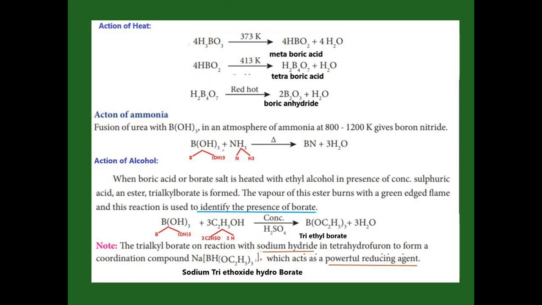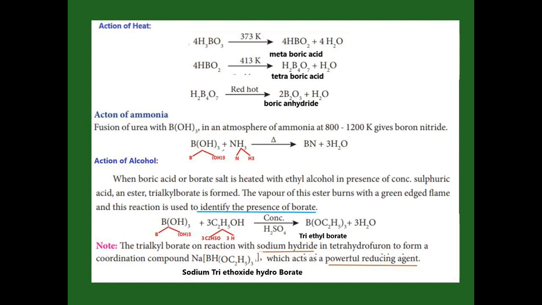Let's see the action of heat on boric acid. When boric acid is heated under 373 Kelvin, it gives metaboric acid on the loss of 1 mole of water. Metaboric acid formula HBO2. Then again, when that metaboric acid is heated at 413 Kelvin, it gives tetraboric acid, formula H2B4O7, along with water. Again the tetraboric acid, on heating up to red hot, gives boric anhydride B2O3 plus water.